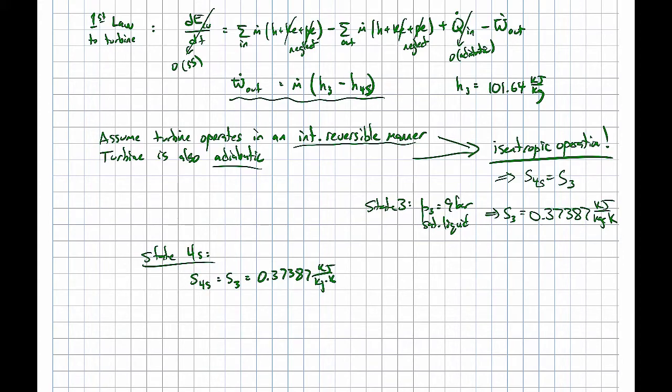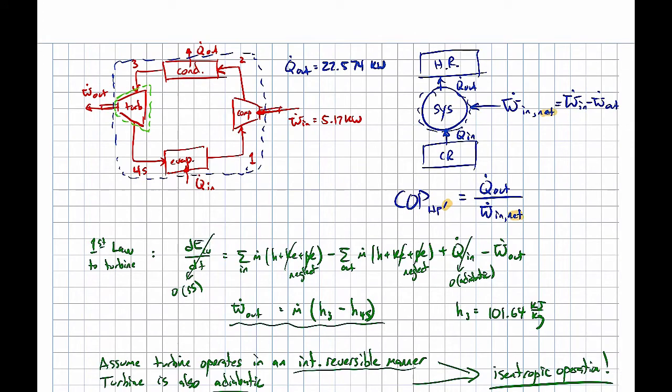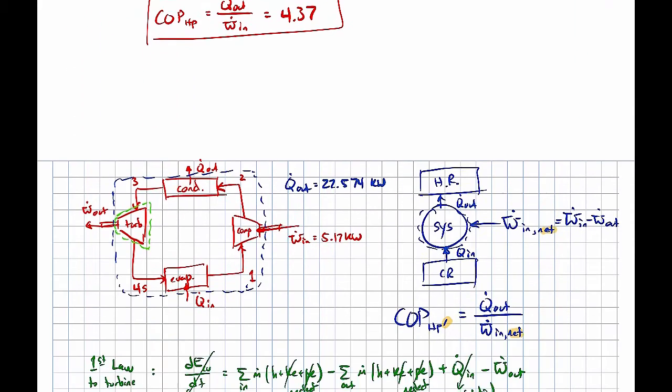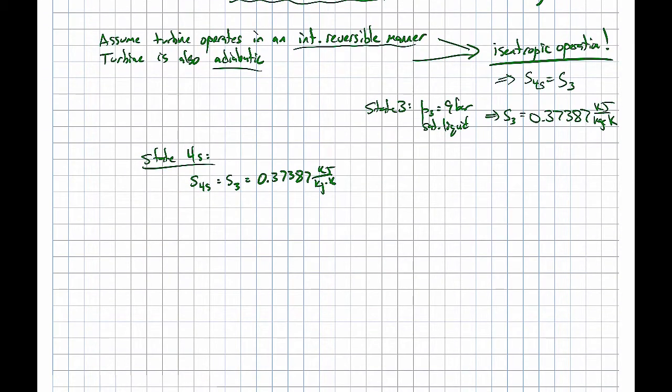And then the other thing that we know about state 4s is that the pressure at state 4s will still be 2.4 bar. The reason I know that is through an evaporator, the pressure remains constant. So if the pressure at state 1 is 2.4 bar, then the pressure at 4 has to also be 2.4 bar. So that's our other piece of information: the pressure at 4s is also 2.4 bar.